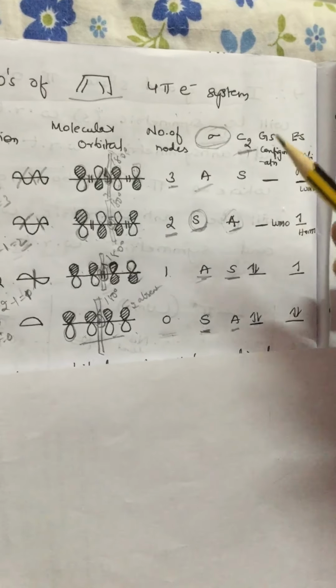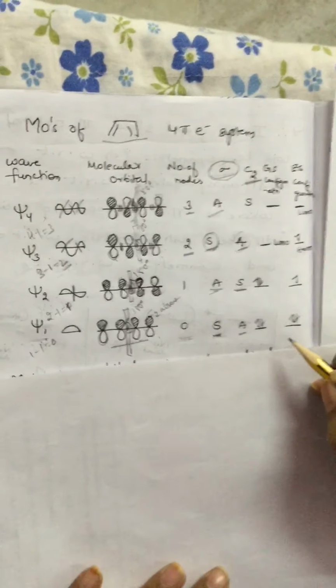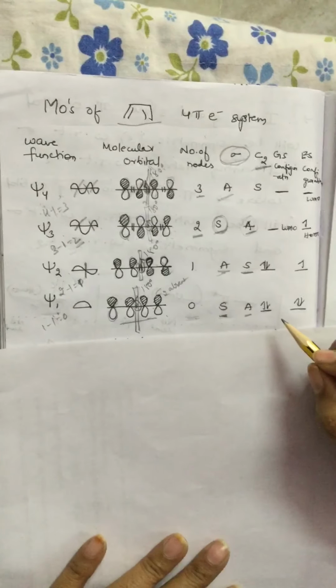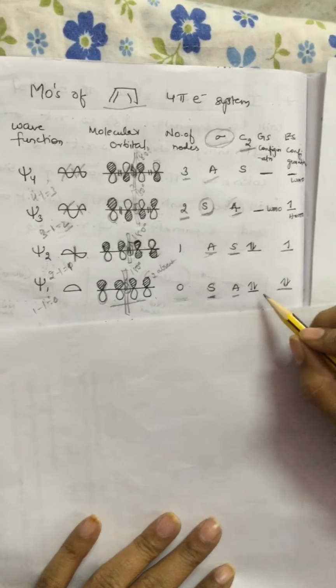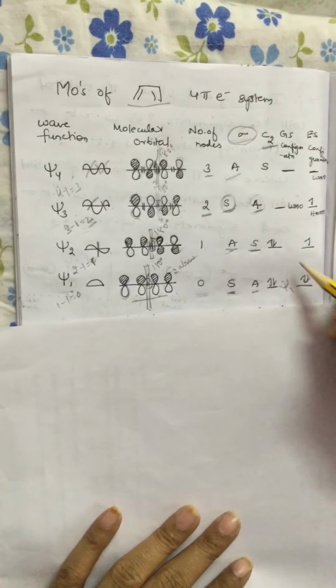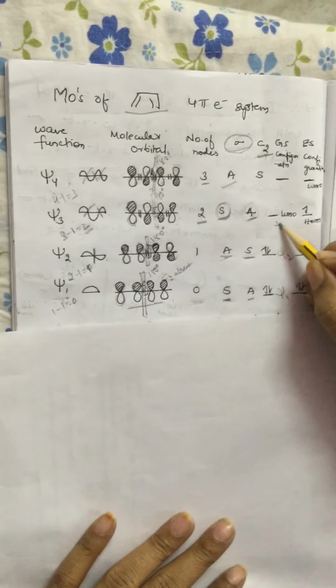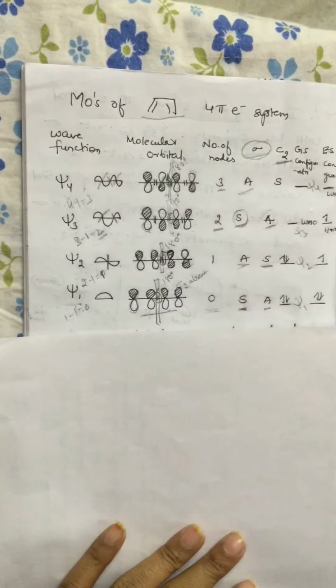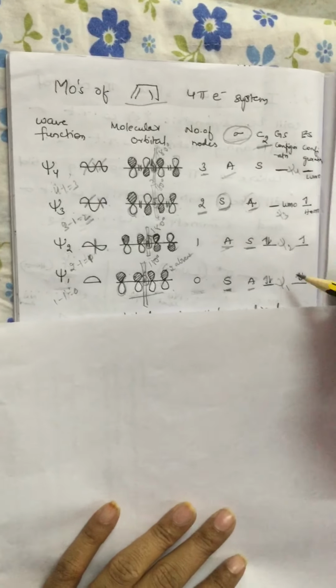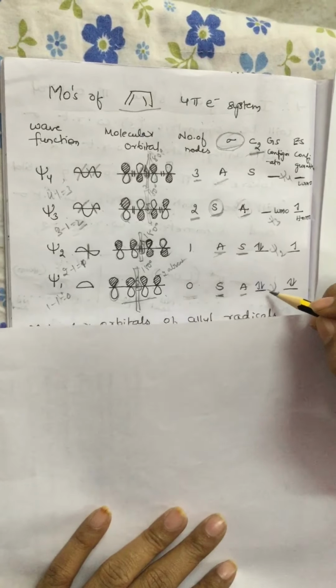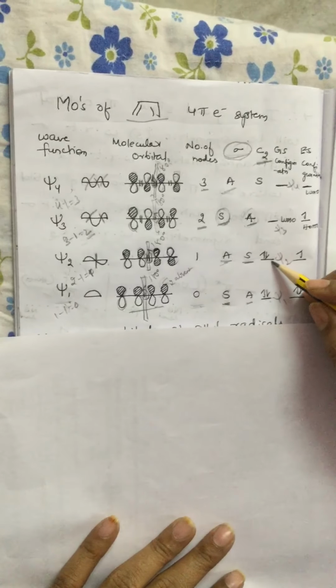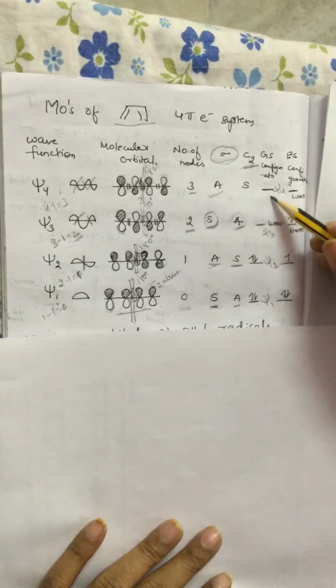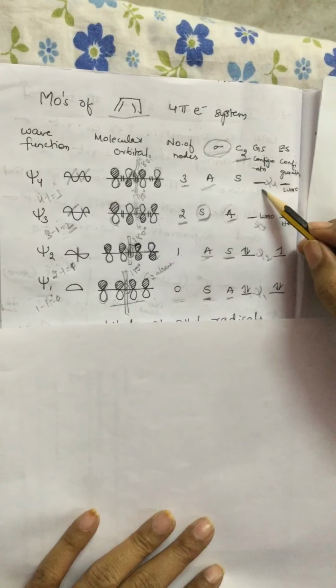How many electrons in this? 4 electrons. According to the Aufbau principle, the 2 electrons first will occupy the lowest psi1; this is psi2, this is psi3, and this is psi4 molecular orbitals. So since 4 are there, 2 will occupy psi1, 2 will occupy psi2. Psi3 and psi4 are 0, 0.